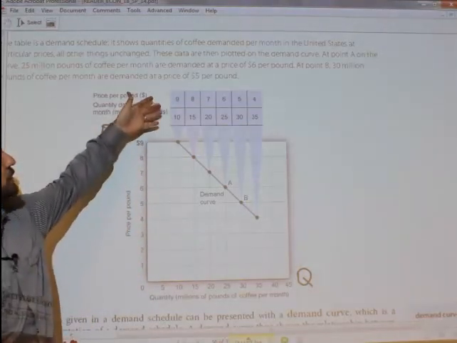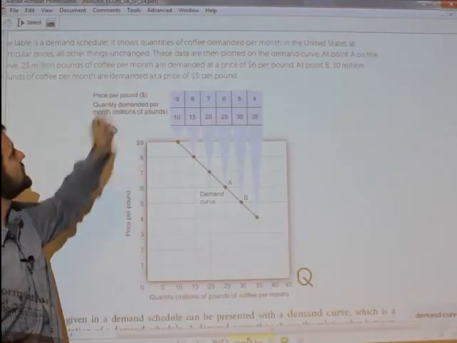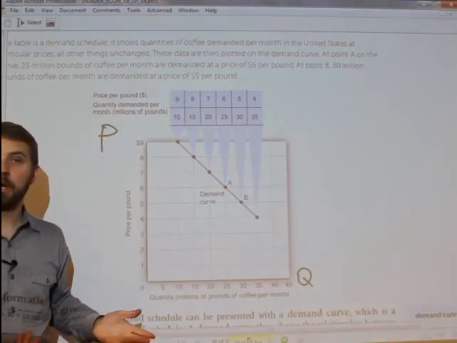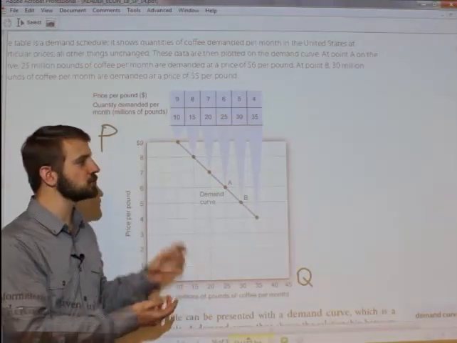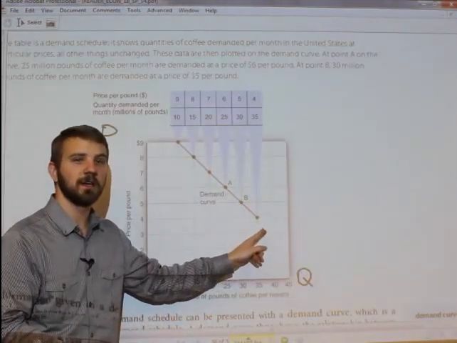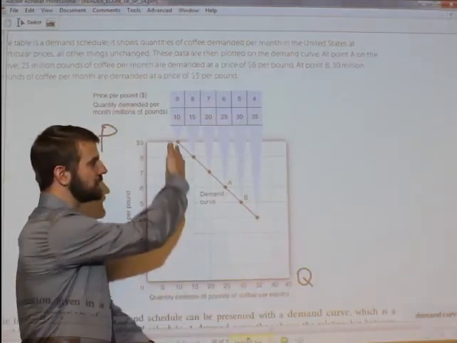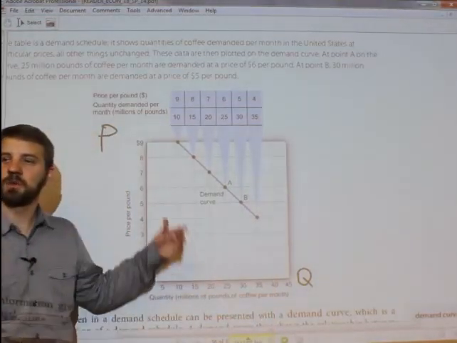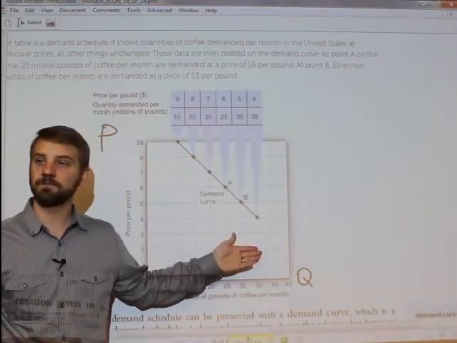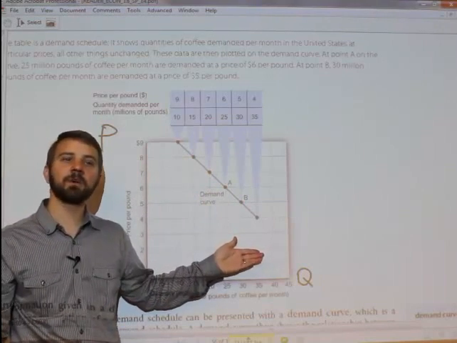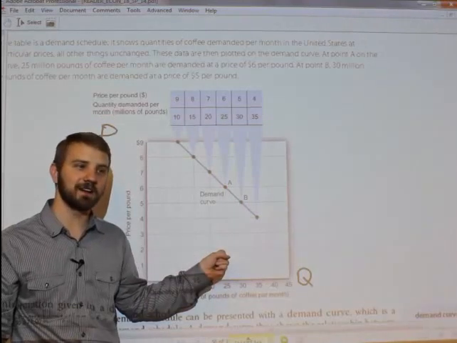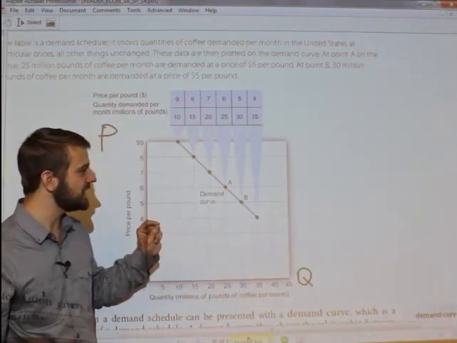And so how do you go from a demand schedule to a demand curve? Well, you just plot the points. We're going to be working with straight line demand curves, right? So in principle, demand curves might curve in one way or the other. But we're going to be assuming, for simplicity, that they're straight lines. It turns out they always slope downward. That's the law of demand.